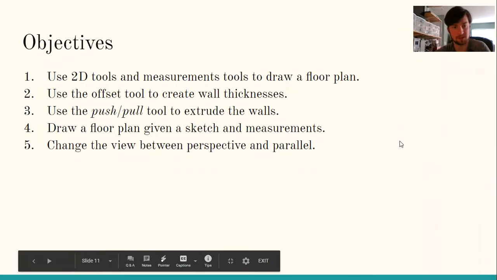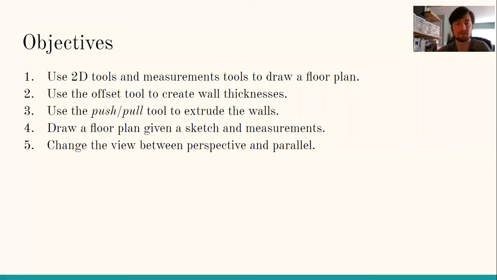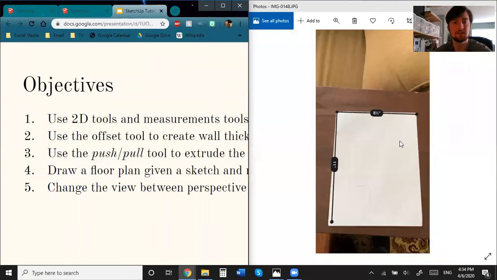Objectives. So we're using the 2D tools and measurement tools to draw a floor plan. We are using the offset tool to create wall thicknesses. If you remember back from AutoCAD, we've done that. We're going to use the push-pull tool to extrude the walls. And then with a floor plan, we're going to draw a floor plan given some sketch and measurements. And we'll also change the view of the SketchUp model space between perspective and parallel, and I'll show you what that means when we get to it. So let's have a look.